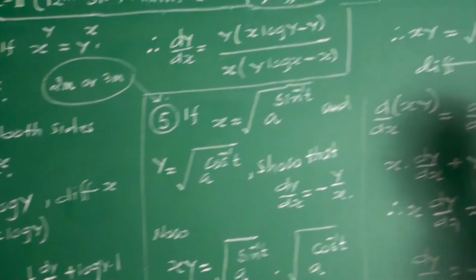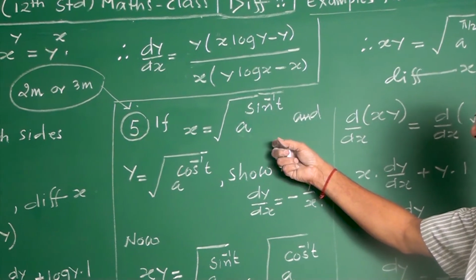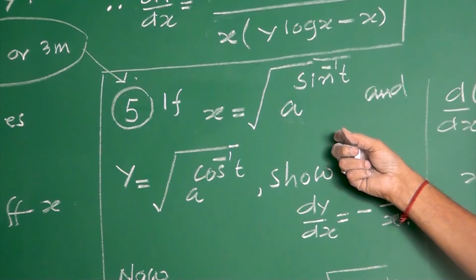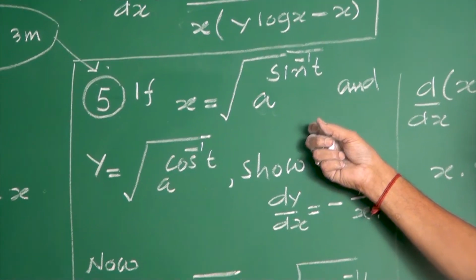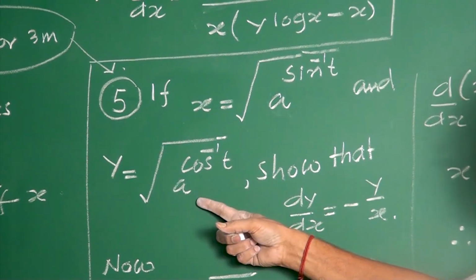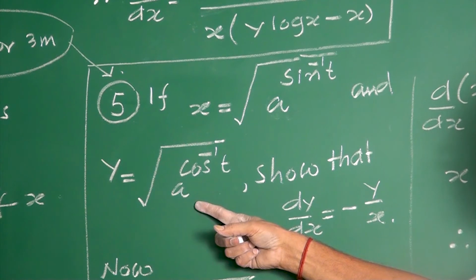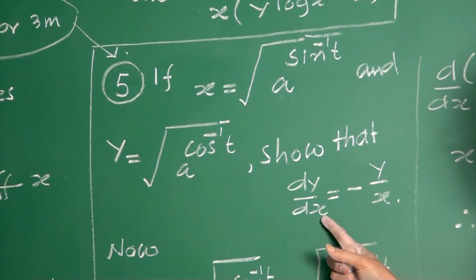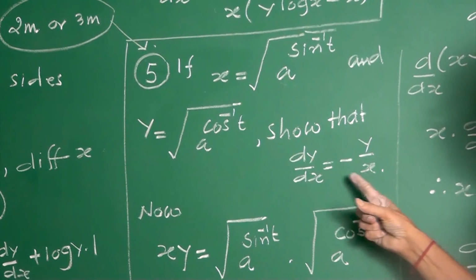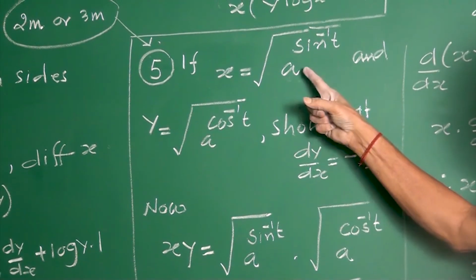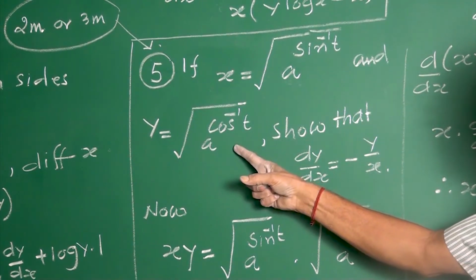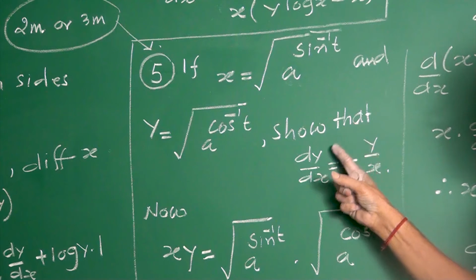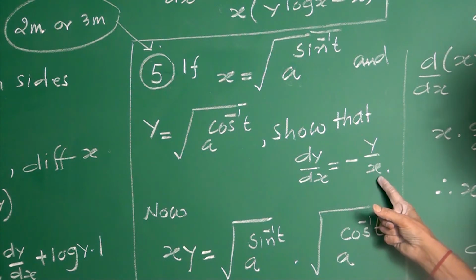This is really a very strange example. If x equals root a to the power sin inverse t and y equals root a to the power cos inverse t, then show that dy by dx equals minus y by x. X is this, y is this. Prove that dy by dx is minus y by x.